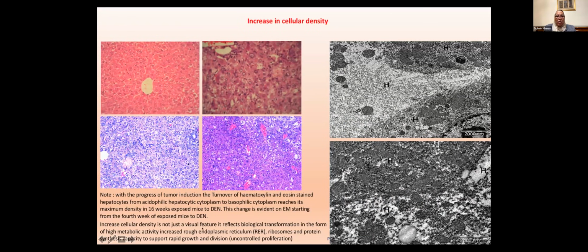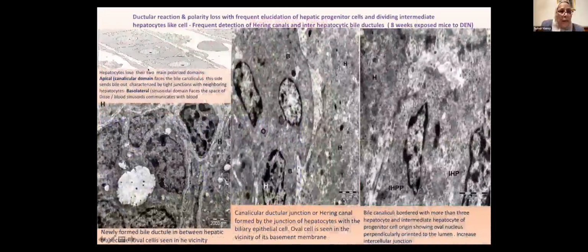Increased cellular density is not just a visual feature. It reflects biological transformation in the form of high metabolic activity, increased rough endoplasmic reticulum and ribosomes, active mitochondria, and protein synthesis to support rapid growth and division of the cells. The second observed criterion is the change in ductal reaction and the loss of polarity, and the increase of the intermediate hepatic-like cells, progenitor cells in the studied field.